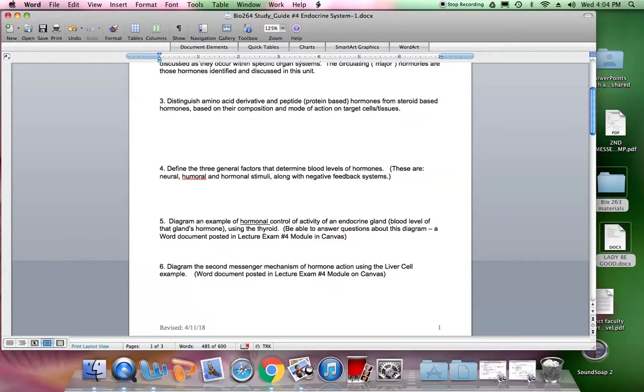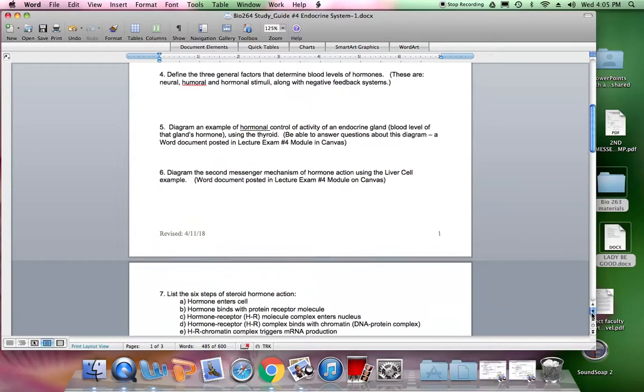Then we have this one, number 6, diagram the second messenger mechanism of hormone action using the liver cell example. This one is another document in your Canvas module, and also that's written in caps. That one I do want you to memorize. Word for word, you will draw it out. There will be a blank page on the test for you to do this, unless you would like to come in at another time prior to the test and just draw it up, turn it in, and then at the time of the test you can just write "did it" with a smiley face on it.